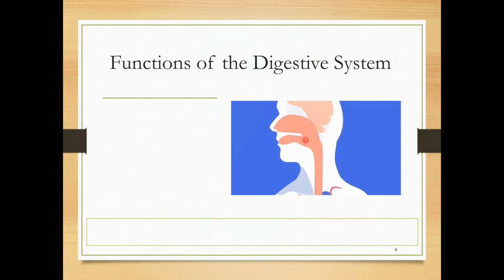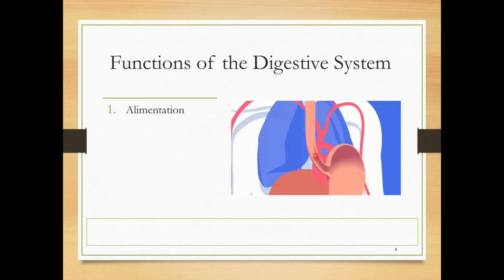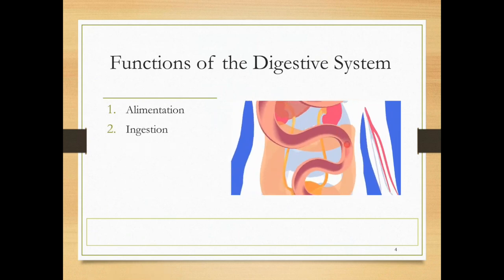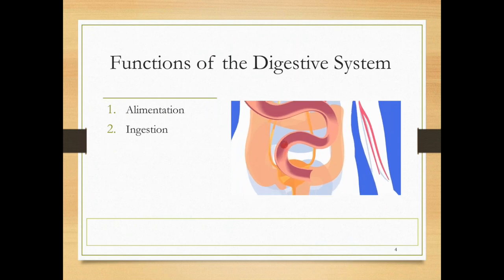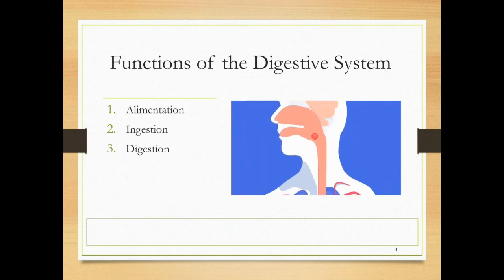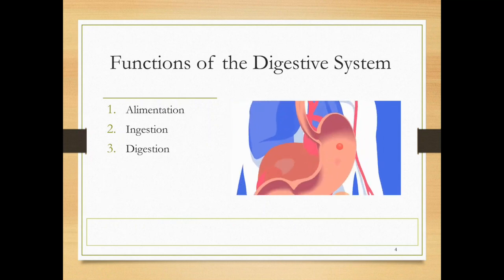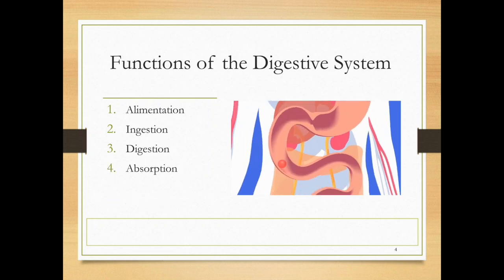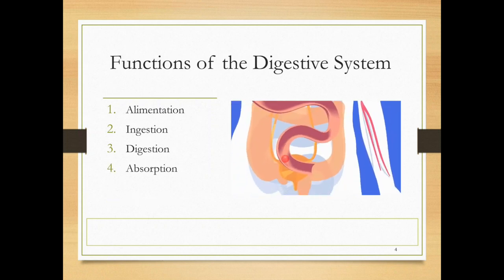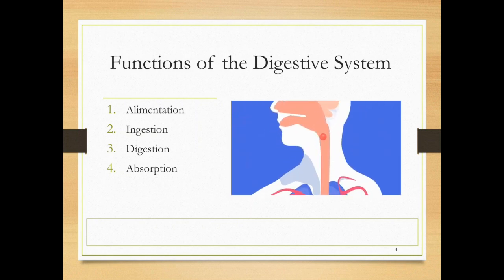The functions of the digestive system are: 1. Alimentation, which is the process of providing nutrition for the body. 2. Ingestion, which is the oral taking of substances into the body. 3. Digestion, which is the mechanical and chemical conversion of food into substances that can eventually be absorbed by cells. 4. Absorption is the process in which the digested food molecules pass through the lining of the small intestine into the blood or lymph capillaries.